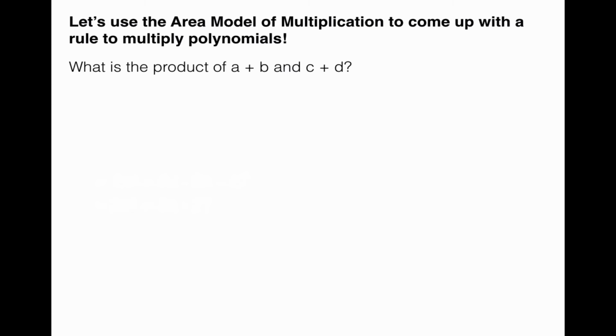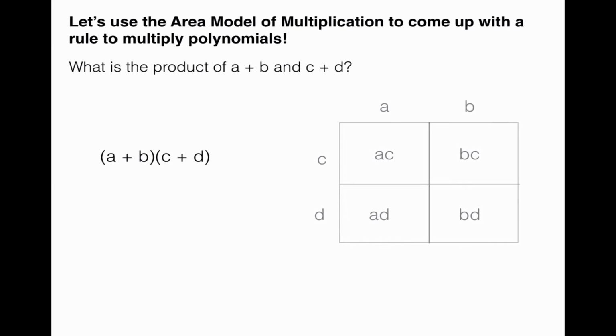Now let's use some variables to model any situation where we're multiplying one binomial by another binomial. So what is a plus b times c plus d? Pause the video and try to come up with the model now. All right, so a plus b times c plus d. It's going to look somewhat like this: a and b times c and d. And that gives you AC, BC, AD, and BD. And adding those all up gives you this.